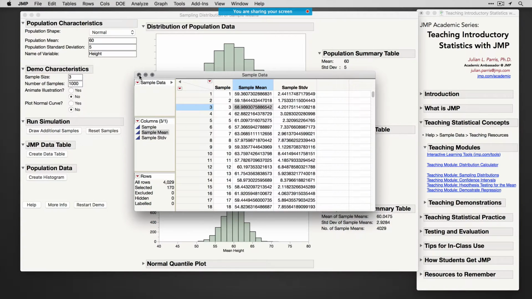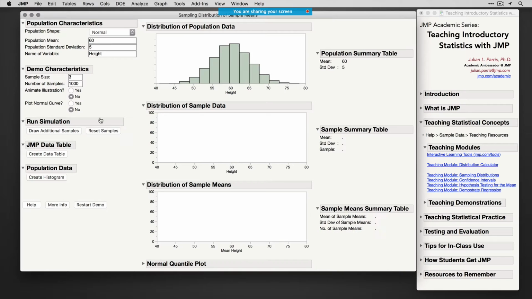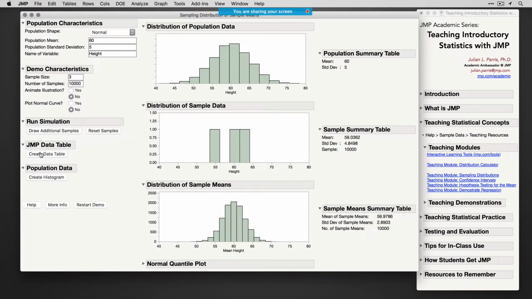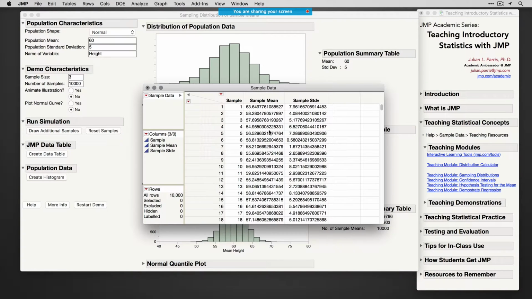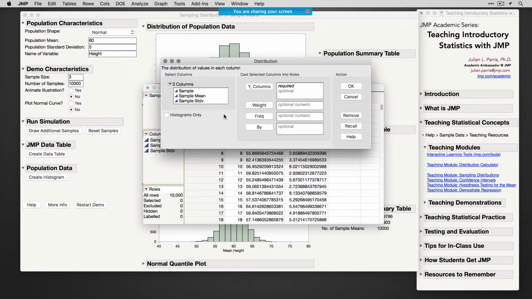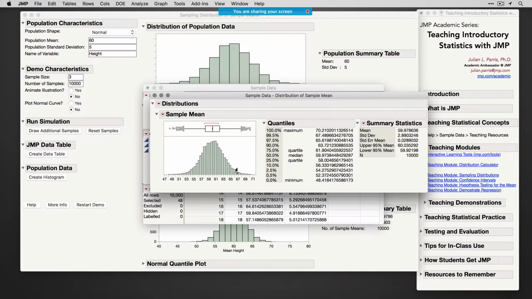Now, to make it simple on ourselves, what I typically will do is say reset samples and just draw, let's say, 10,000 samples all at once. So draw those samples, make a table, and now out of the 10,000, we can work on certain sort of probability questions. So again, going to the distribution platform, looking at the sample means, and now we can grab observations that are all greater than a certain value.